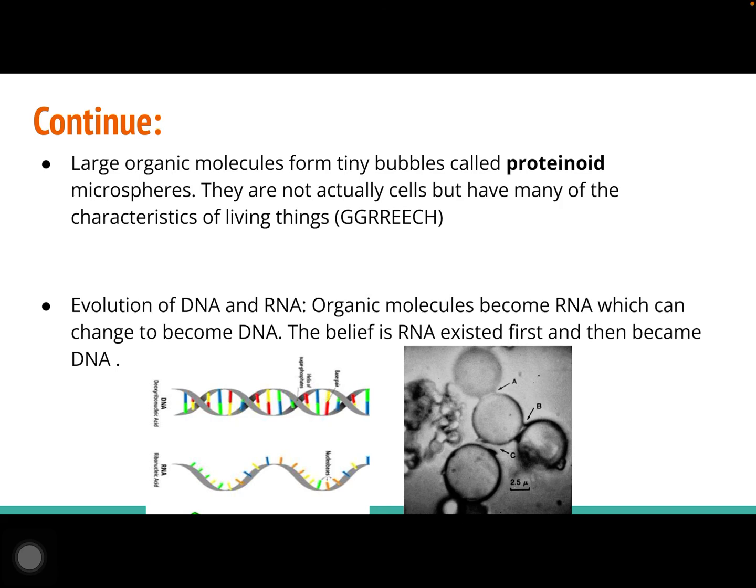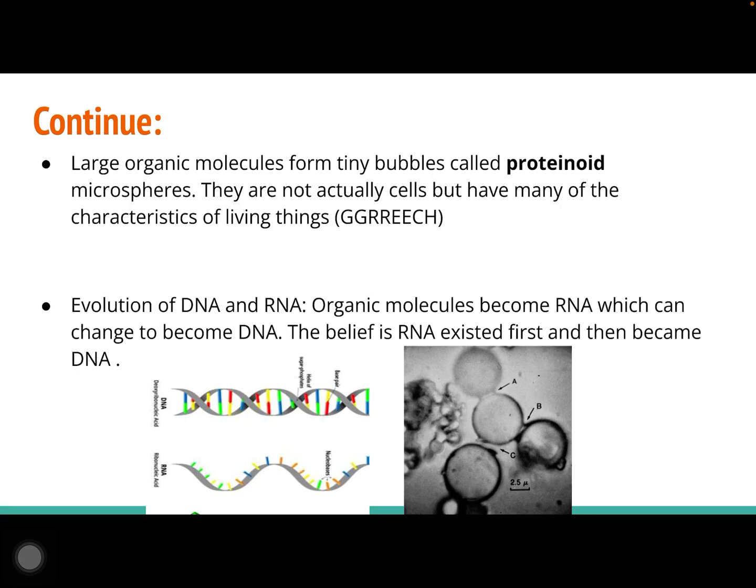These large organic molecules form tiny bubbles called protonoids, or protonoid microspheres. They're not actually cells, but they have many characteristics of living things. So they would follow a lot of what we lectured on, like energy and responding. They aren't technically cells, just kind of a bubble looking thing. But they're still made of proteins and go through homeostasis and growth. So they followed a lot of our lecture, but they weren't exactly what we consider today's cell.